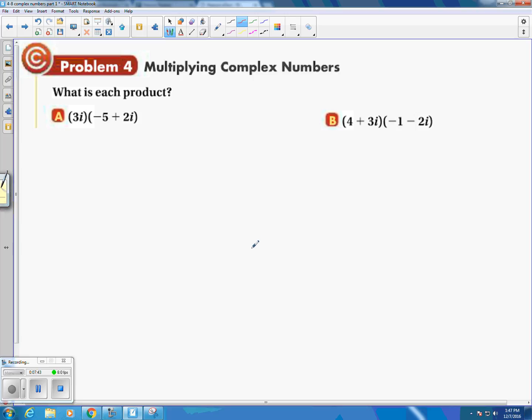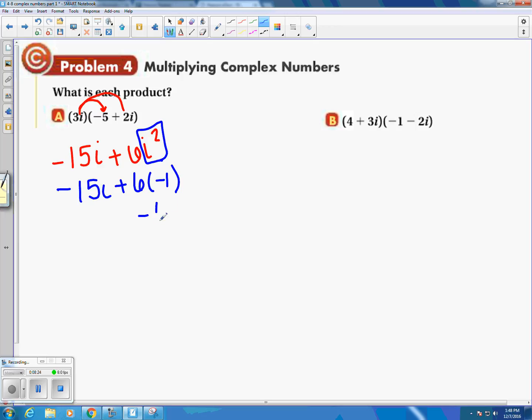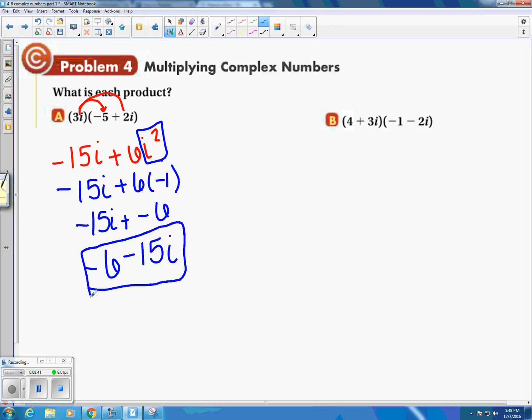When we're multiplying complex numbers, we multiply just like we would multiply binomials. So here we're going to take 3i and multiply it to each term in the second set of parentheses. So 3i times -5 is -15i. 3i times 2i is plus 6i squared. But we need to remember that i squared, if we look back to our first slide, is equal to -1. So whenever you have an i squared, we replace that with -1. So we have -15i plus 6 times -1, which is -6. I'm going to write it in complex number form, so it's -6 minus 15i, because the real part comes before the imaginary part.